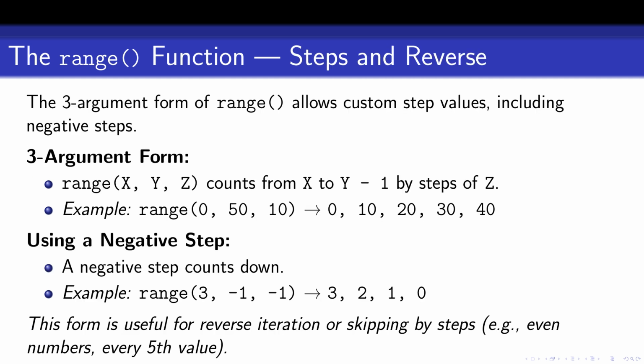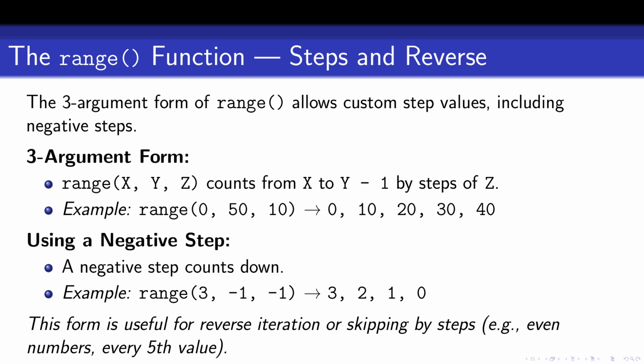This slide extends the range function by introducing its three-argument form, which allows for custom step sizes, including negative steps for reverse iteration. The full syntax is range of start, stop, step, and it generates a sequence beginning at start, ending just before stop, and progressing by step. For example, range of 0, 50, 10 generates 0, 10, 20, 30, and 40.